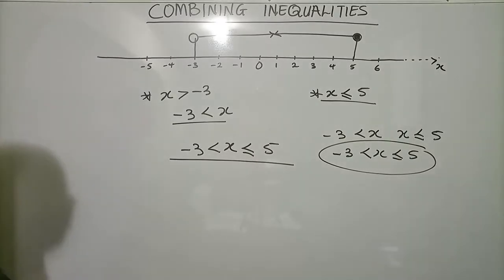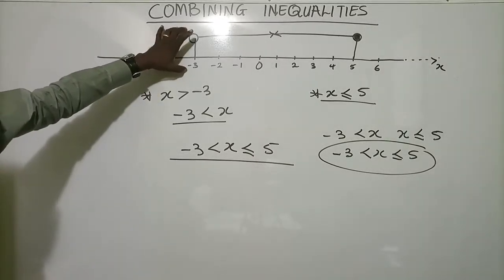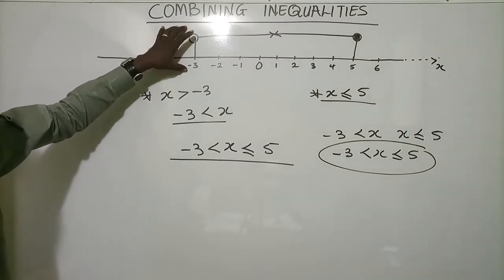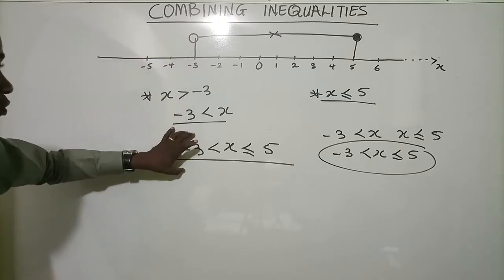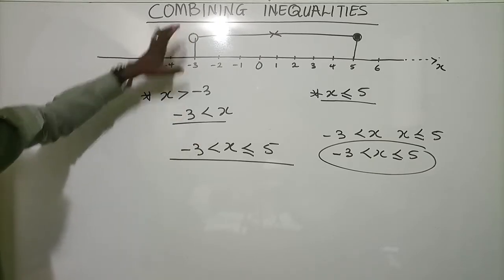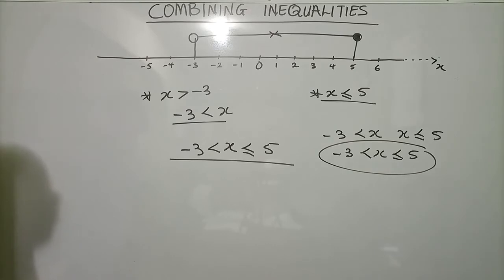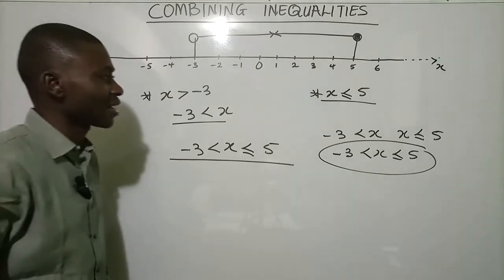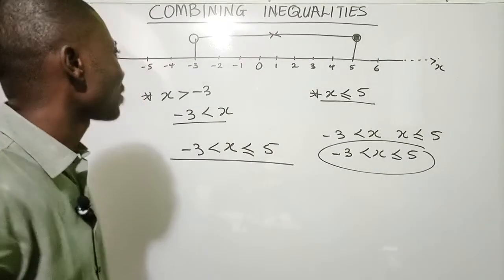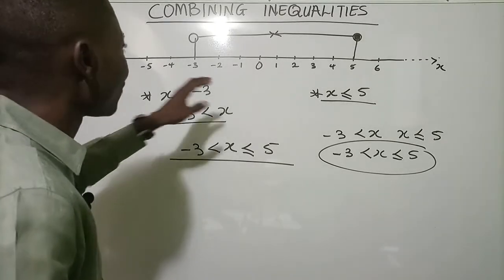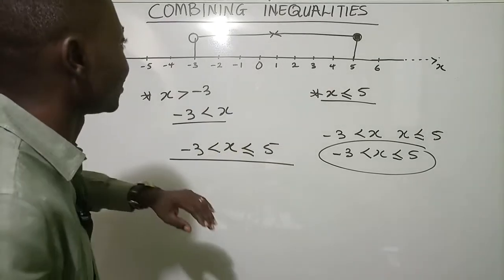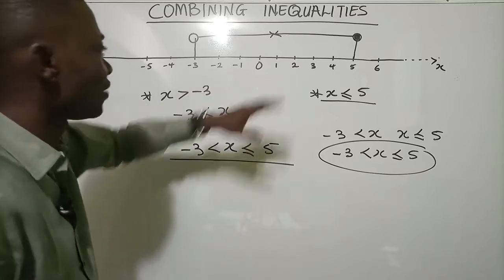And how do we express that on a number line? That is exactly what you are seeing here on the number line. We have successfully expressed this inequality on a number line. Now, another question that might arise is, what are the integers that cover the values of x? What are the integers that cover the values of x?